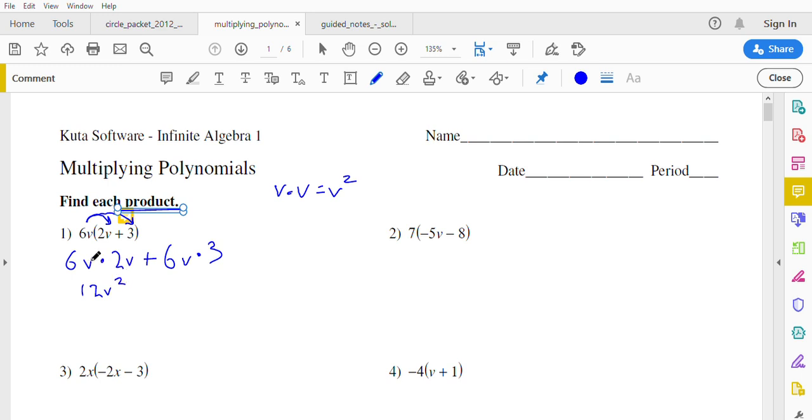An easy way to do this is to just count the number of v's you have. I have one here, I have one here, I have two, okay? On the other half, still the same thing. 6 times 3 is going to be 18. How many v's do I have? Just the one. So if we simplify this, we get 12v squared plus 18v.